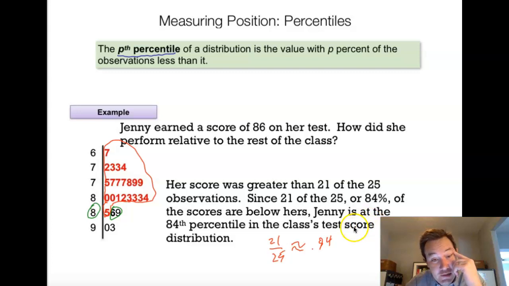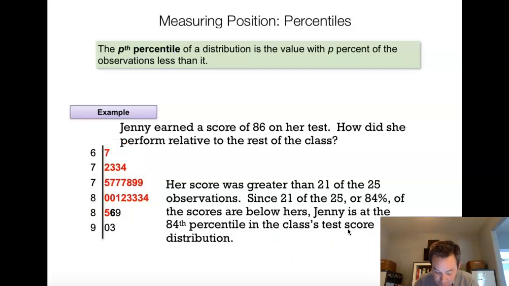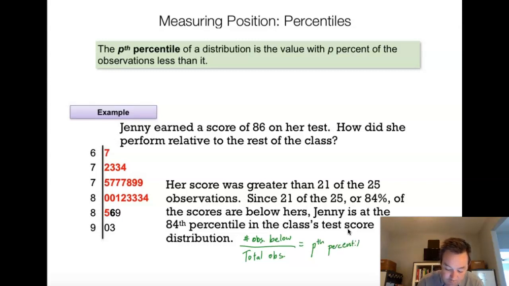So to compute percentile, find the number of observations below that specific observation and divide that number by the total number of observations. I'll write that out real quick.